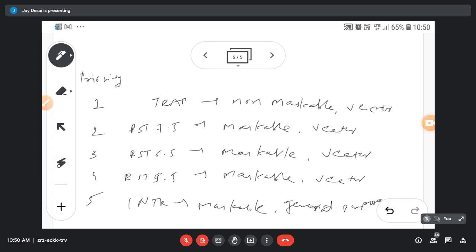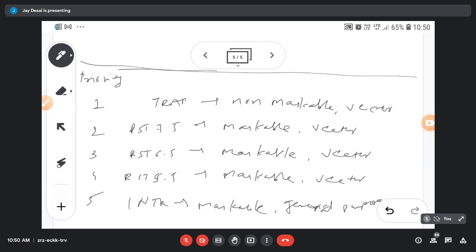So these are the structure of your interrupt. Clear about the priority of interrupt, terminology maskable and non-maskable, and vector and general purpose. All of you clear with these three terminology? Yes or no? Yes, sir.